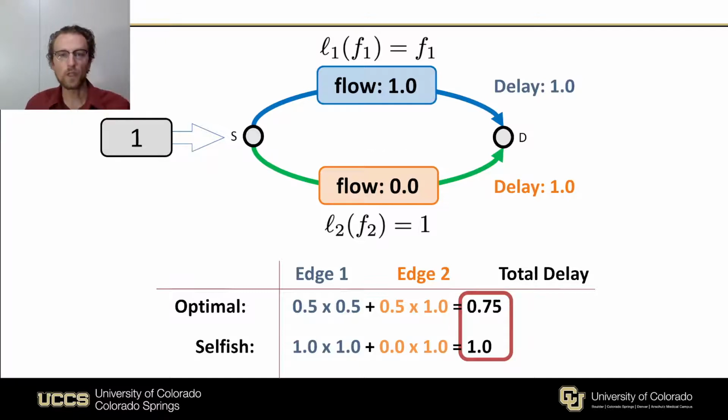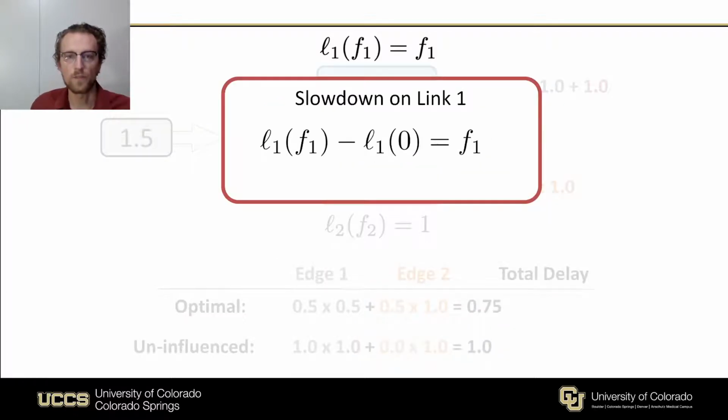Most of the work in this area asks, how can I fix this? I have this inefficiency that's due to selfish routing. What can I do to improve this? Let's consider the first link and ask, what is the slowdown on link 1? How much worse is link 1 than it would be if there was no traffic? That's just captured by this. And in this case, because it's a purely linear function, it's just equal to the delay.